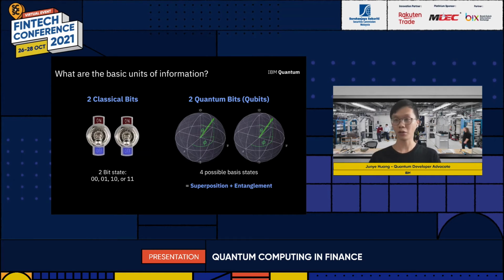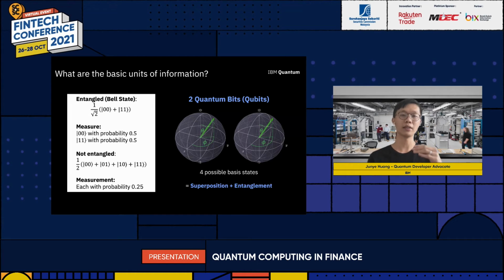And then as we scale up this analogy to 2 qubits, another principle of quantum computing comes in: in addition to superposition, we can also have something called entanglement. Entanglement means that, for example, these 2 qubits can be strongly correlated, while in a classical sense, all the bits are independent. They don't really relate to each other.